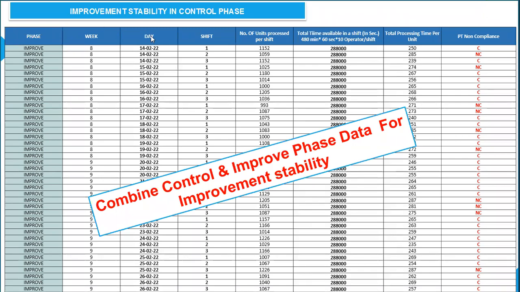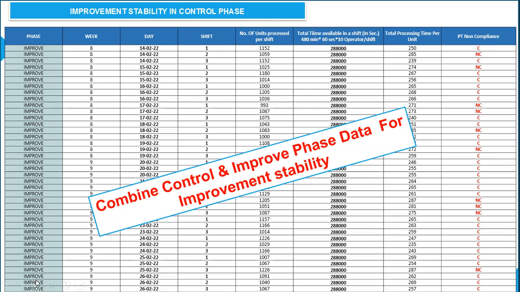So here we have data for improvement stability in the control phase. If you recall, we also clubbed the improve phase as well as the measure phase data into the improvement validation step. Likewise, we're going to combine the data from the control phase with that of the improve phase. You can see this is the data, starting with the improve phase, followed by the control phase. Please pay attention to this column.